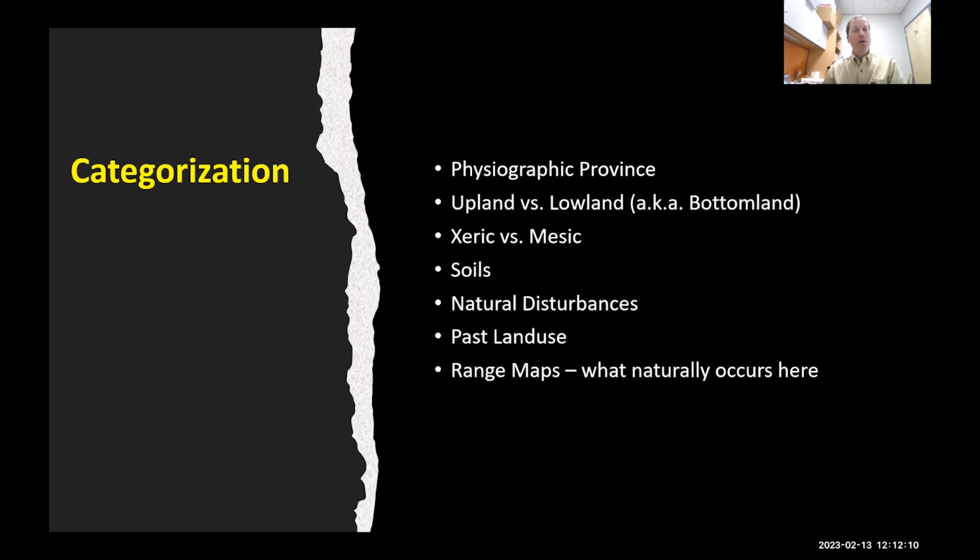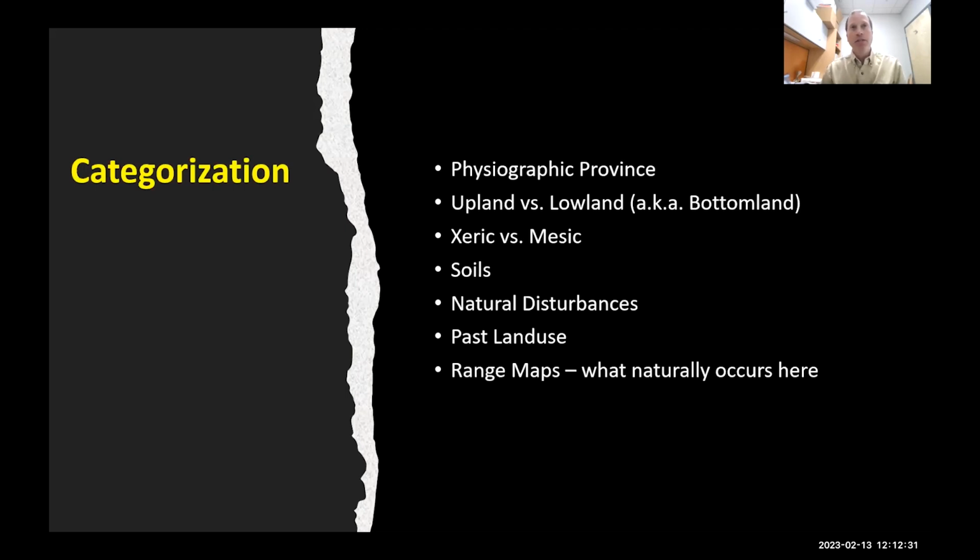You can actually go on the web soil survey, look at the different soil types, and even some of the dominant tree species you might potentially find there. And then natural disturbances: has there been a hurricane in the recent past? A lot of different things with natural disturbances could drive what species you find there.